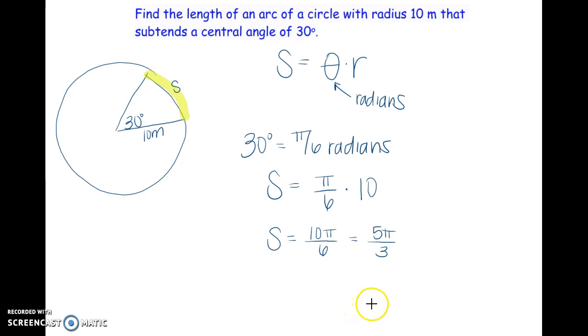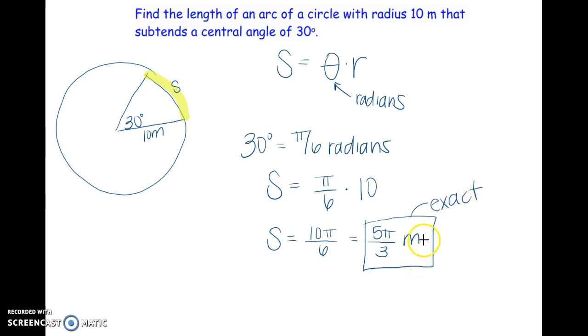And I want you to think about what your label would be here. It's the length of this arc. Well, the length of the radius is given in meters, so the length of the arc is also going to be in meters. Now, if I had asked for an exact answer, this would be it. This is an exact distance.